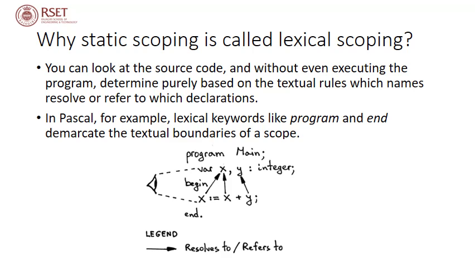By looking at the source code and without even executing the program, we can determine purely based on the textual rules which names resolve or refer to which declarations. In Pascal, for example, lexical keywords like program and end demarcate the textual boundaries of a scope. So by simply looking at the variable names, you can understand to which scope it resolves.